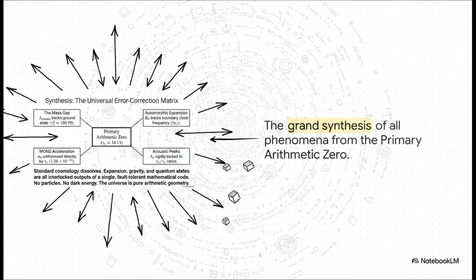This is the ultimate aha moment. A grand, unifying synthesis. Standard cosmology essentially dissolves here. Expansion, gravity, and quantum states are all interlocked outputs of a single mathematical code. The dark energy mass gap, the MOND galactic acceleration, the Hubble expansion rate, and the acoustic peaks of the cosmic background, they all radiate outward directly from a single primary arithmetic zero, 14.13. Just one primary number dictates the entire fault-tolerant mathematical code of our universe.